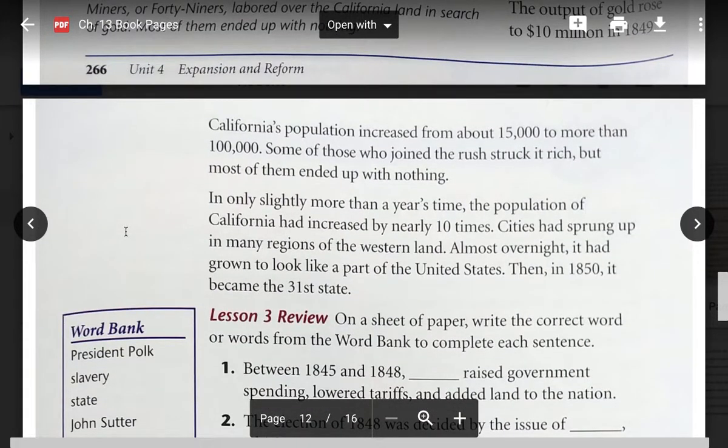California's population increased from about 15,000 to more than 100,000. Some of those who joined the rush struck it rich, but most of them ended up with nothing. In only slightly more than a year's time, the population of California had increased by nearly 10 times. Cities had sprung up in many regions of the western land. Almost overnight, it had grown to look like part of the United States. Then, in 1850, it became the 31st state. Yay!